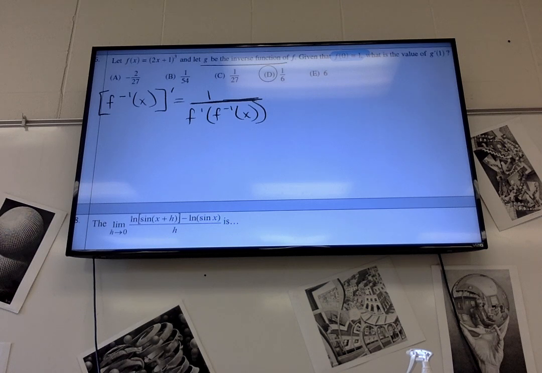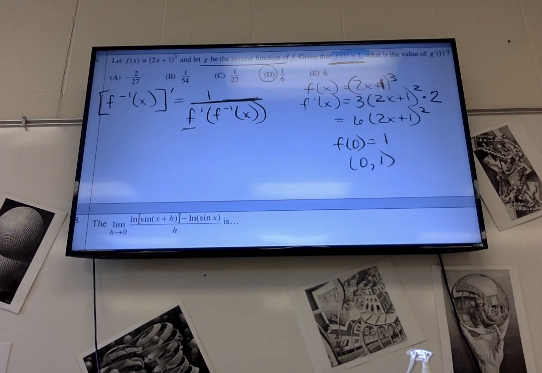Okay, so we're going to need to know what f prime is. So if f of x is 2x plus 1 cubed, then f prime of x is 3 times 2x plus 1 squared times 2. Okay, now we got to do f inverse of x. Well, f of 0 is 1. So that's the point 0, 1. So the inverse would be 1, 0. So f inverse of 1 is 0.